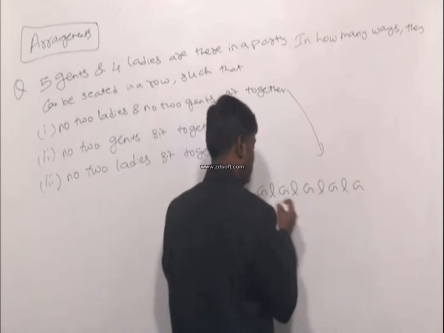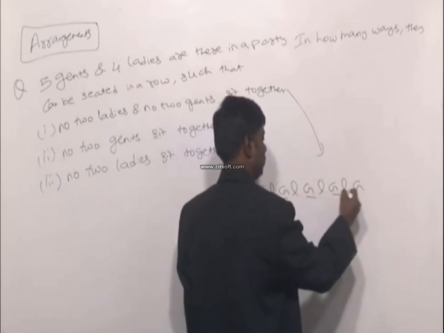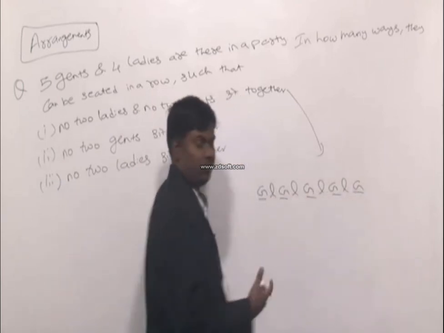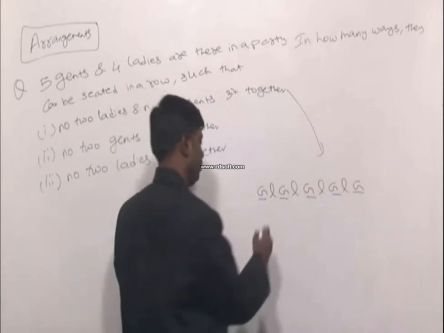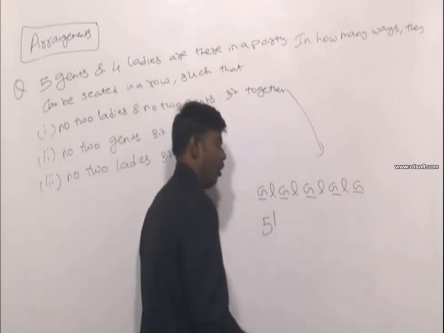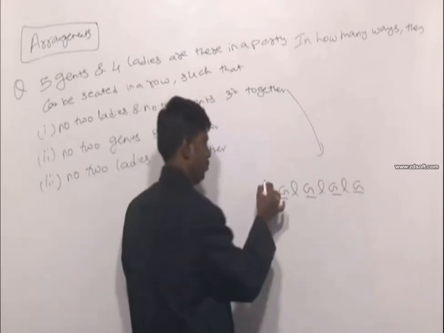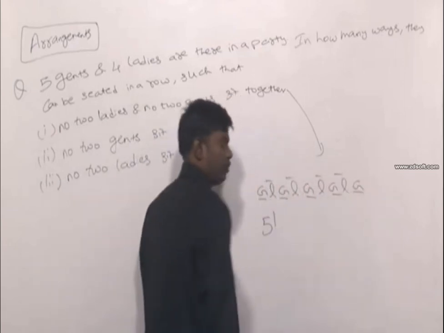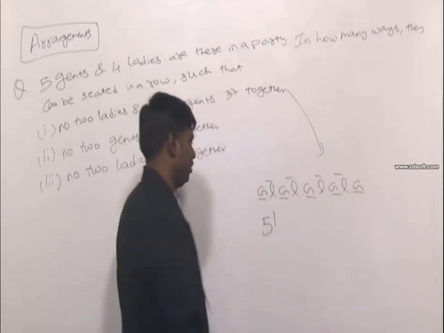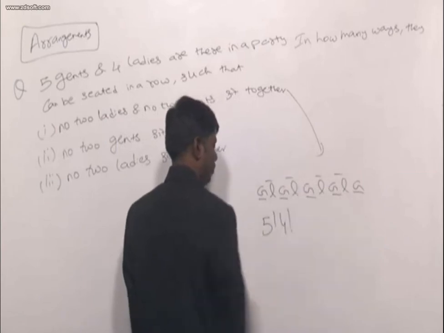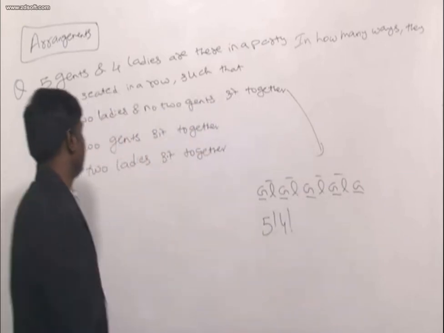Now, how many positions are allocated for gents? 5 positions, 5 gents. In how many ways can they be seated? 5 factorial ways. How many positions are allocated for ladies? 1, 2, 3, 4. 4 positions, 4 ladies. In how many ways can they be seated? 4 factorial ways. So 5 factorial into 4 factorial is the answer for the first case.